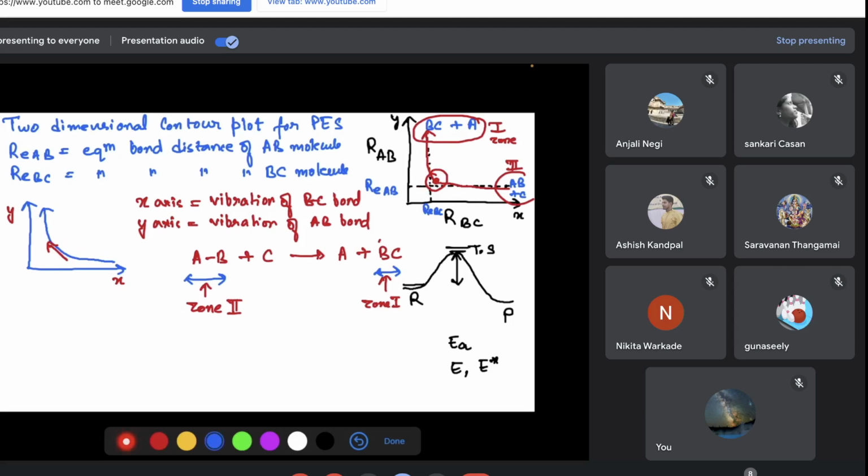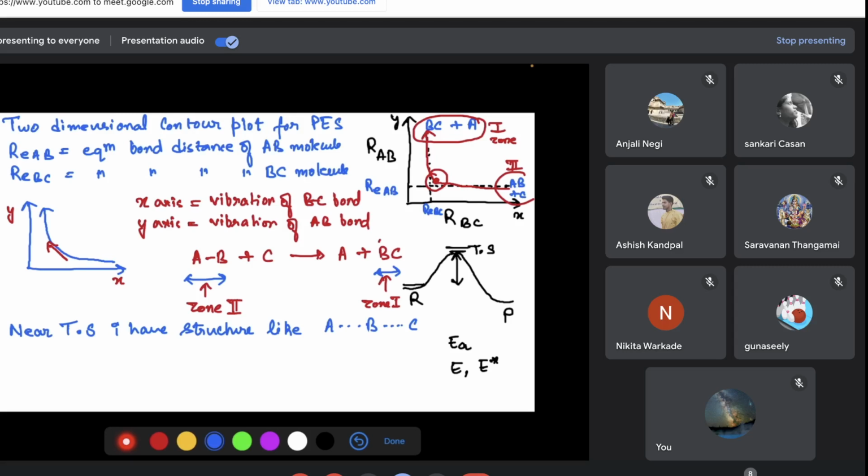But near the transition state area, near this region, what kind of vibration will I be having? Near the transition state, I have a structure like A, B, C, correct? And neither of the bonds is actually broken nor made. So this is what a transition state is.